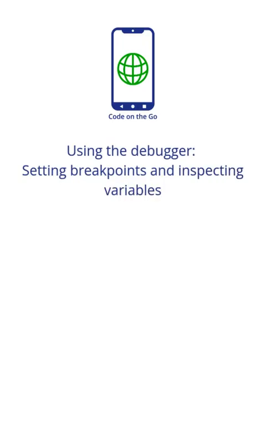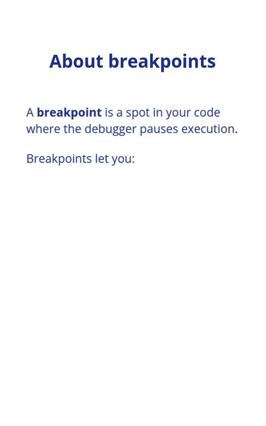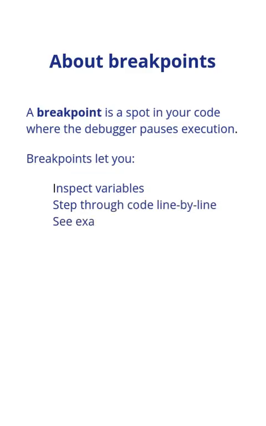In this video, we'll show how to set breakpoints and use the debugger. A breakpoint is a spot in your code where the debugger pauses execution. It lets you inspect variables, step through code line by line, and see exactly what's happening while the program is running.